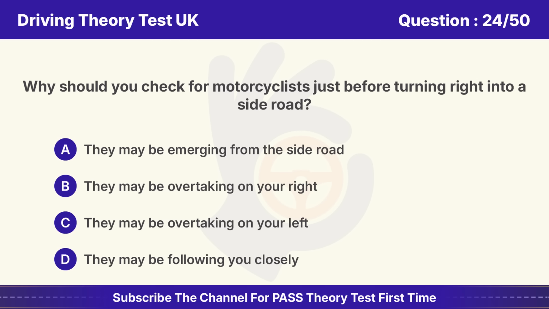Question 24. Why should you check for motorcyclists just before turning right into a side road? Option A. They may be emerging from the side road. B. They may be overtaking on your right. C. They may be overtaking on your left. D. They may be following you closely.